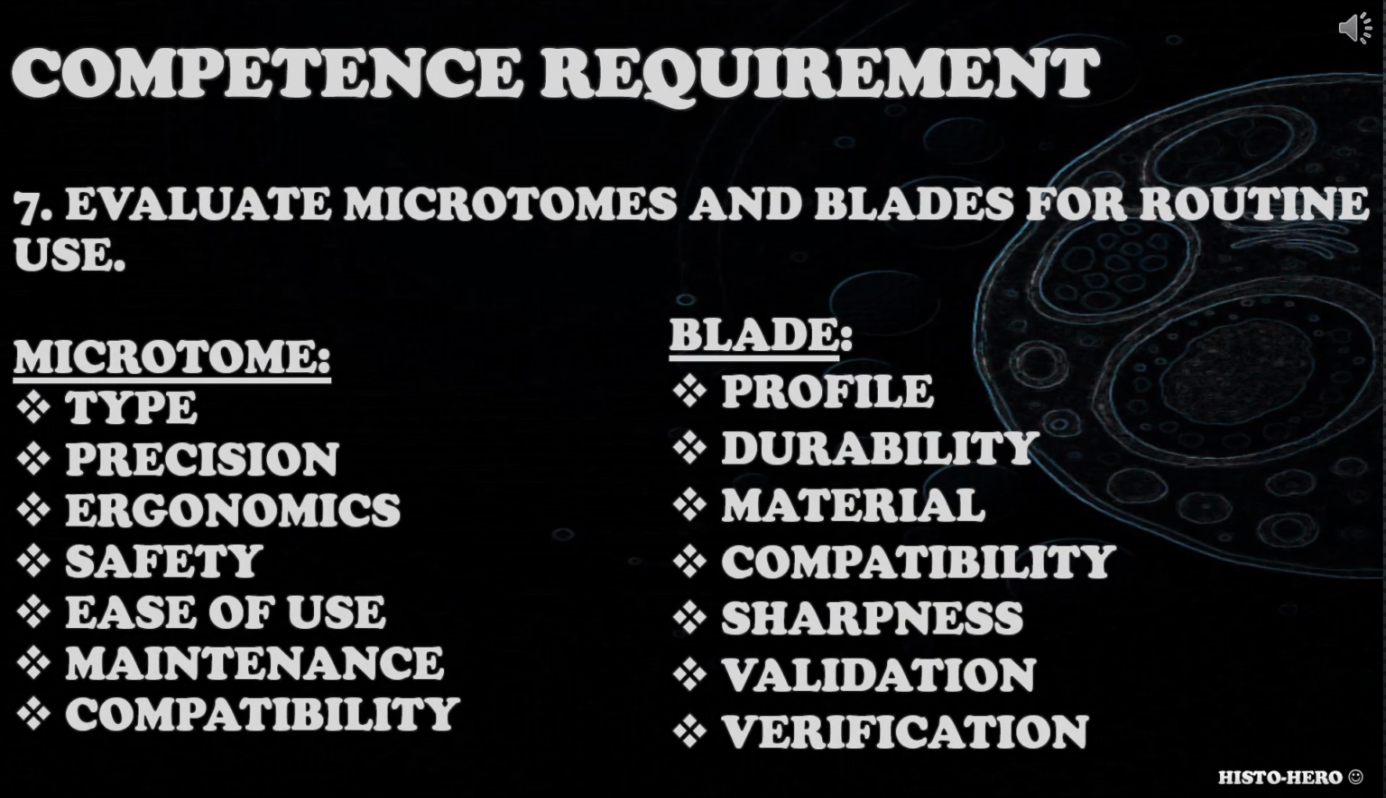The seventh competence requirement is evaluate microtomes and blades for routine use. Candidate should be able to evaluate microtomes and blades for routine use. Does the candidate evaluate microtomes for routine use? Do they evaluate microtomy blades for use? Do they know what type of microtome they need to use? Do they know what type of blades they need to use?